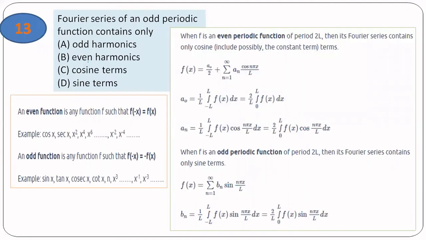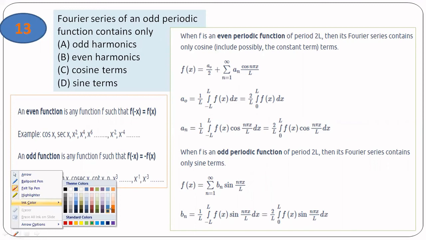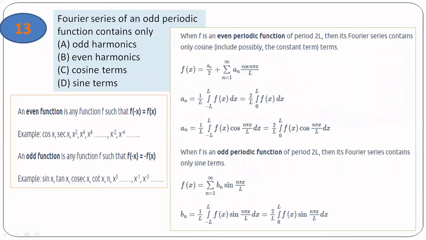Next, we shall look into the last question in this series, and this question is about the Fourier series. A Fourier series of an odd periodic function contains. Remember that there are two types of function: one is the odd periodic function and another is the even periodic function. You can just note down this definition.